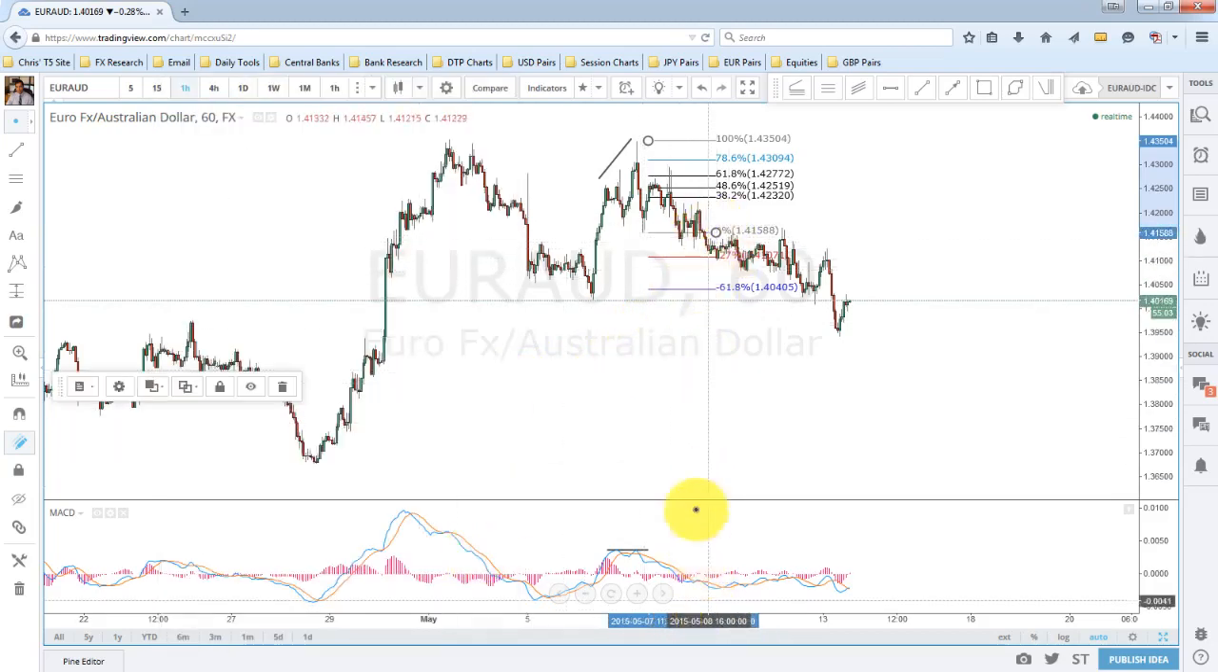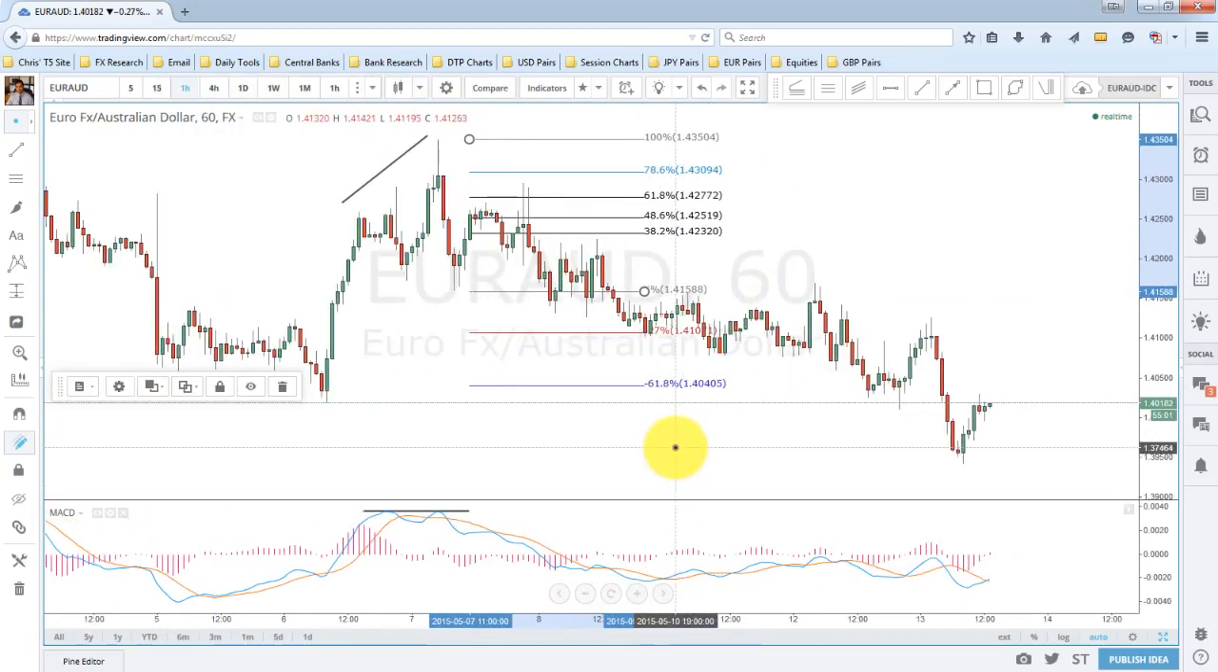Let me just go ahead and blow this up. So here's the 127. Here is the 161.8.